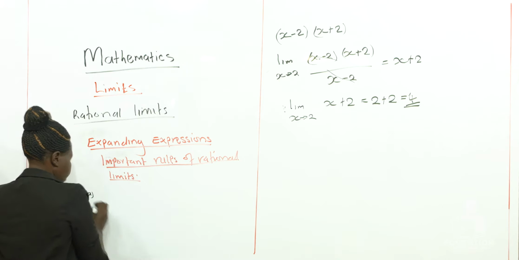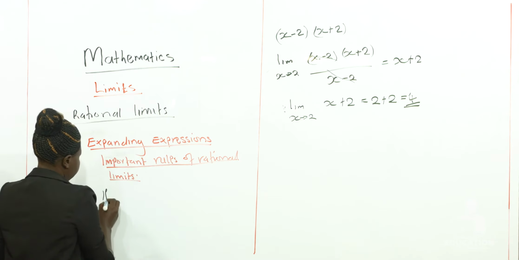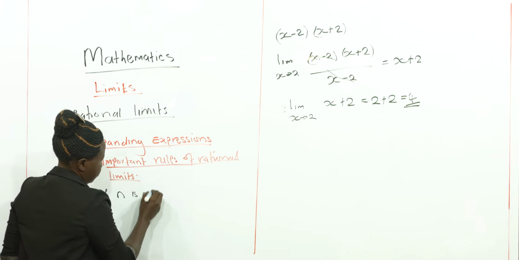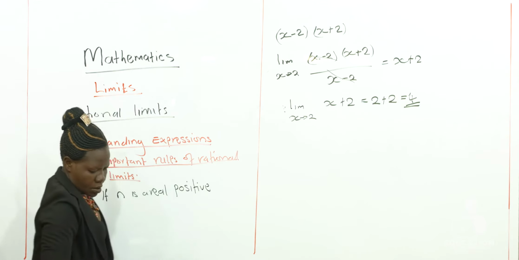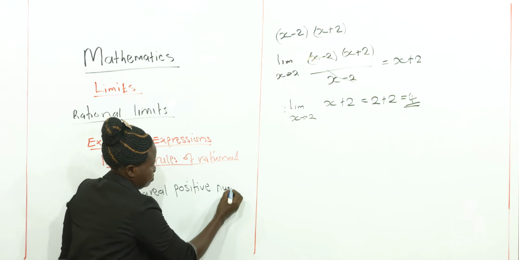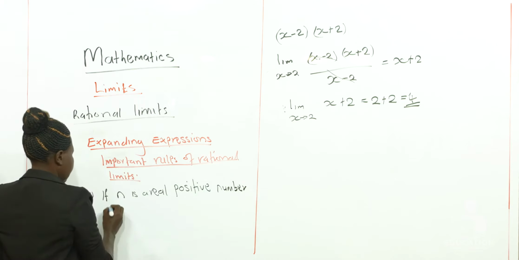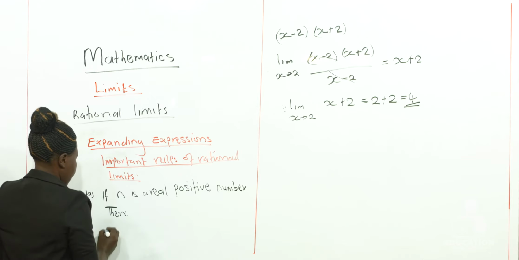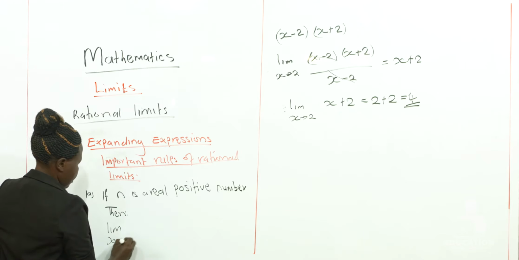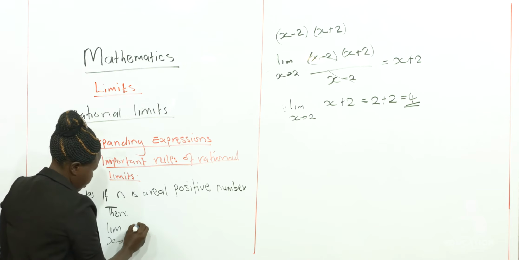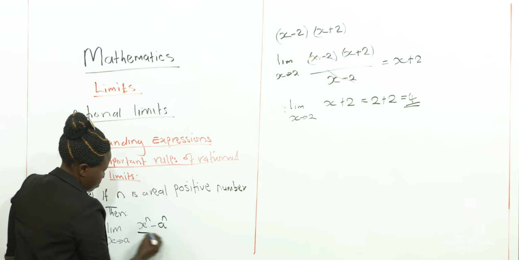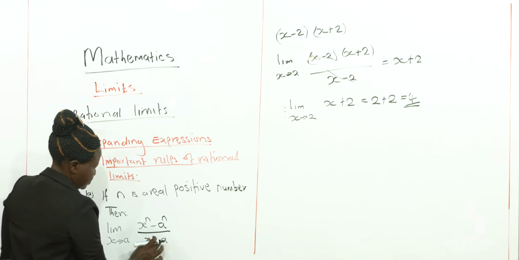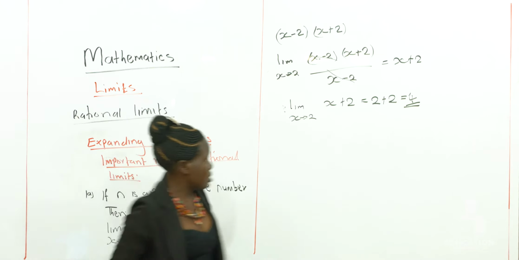One of them we say: if n is a real positive number, then we shall have the limit as x approaches a of x raised to n minus a raised to n over x minus a.